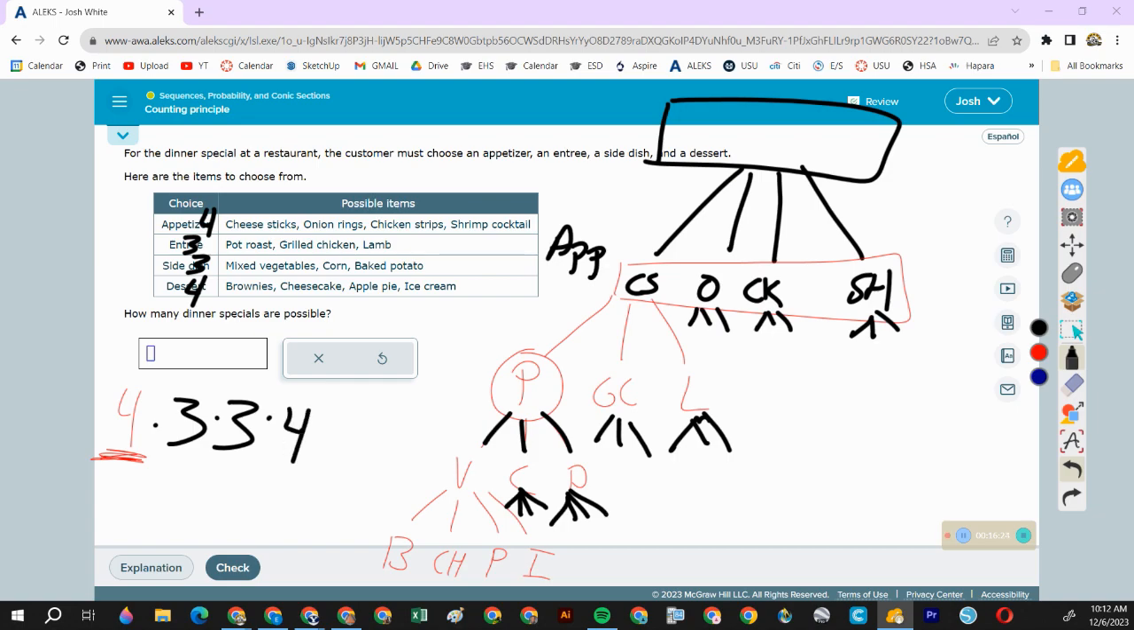This is called the counting principle. Each appetizer can be split 3 ways among the entrees. Each entree can be split 3 ways among the side dishes, and each side dish can be split 4 ways among the desserts. So the answer is just 4 times 3 times 3 times 4, which is 144.